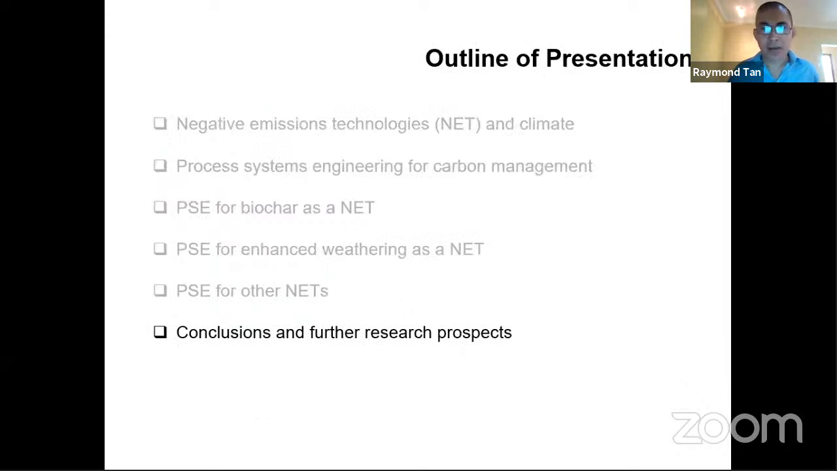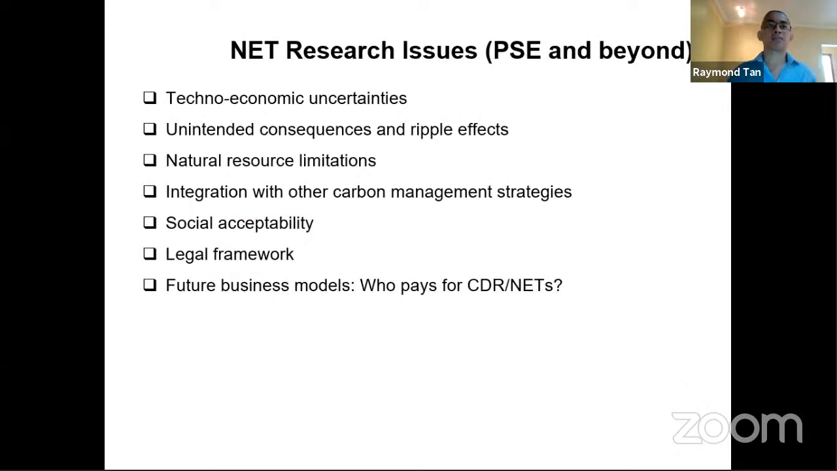Okay, I think I'll move on to my conclusions now. When it comes to negative emissions technologies, these are certainly going to be needed on a large scale in the future. And there are plenty of research opportunities to look at not just the technologies themselves, but how they fit into a larger system. And if you're a social scientist, the social acceptability aspect definitely is an interesting angle to look at. Legal framework, regulatory issues, the business and economic aspect, certainly. Ultimately, the price has to be paid for by someone. So how do you pay for decarbonization? That's certainly an important research problem to look at.